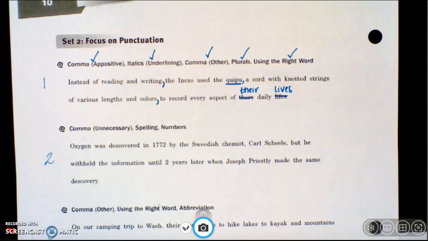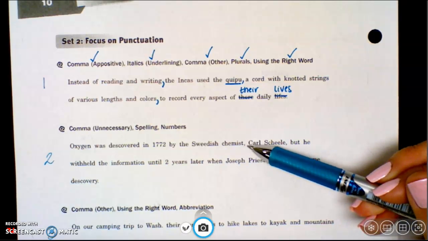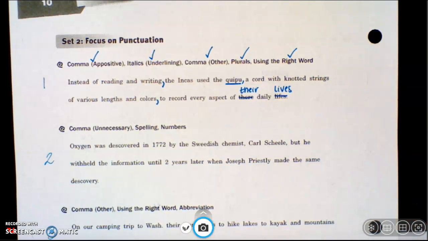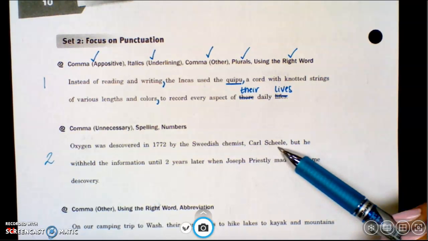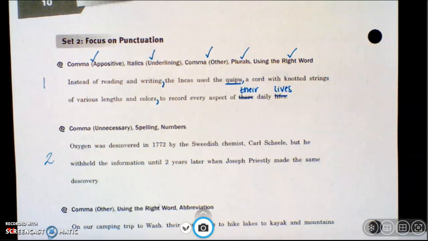Now, the first one that I would like to address is our unnecessary comma. My unnecessary comma is actually this comma right here before Carl Scheele. Now, this might feel a little bit strange because you might say, well, hey, this looks like an appositive to me, so shouldn't I have this comma here? And the answer is no.